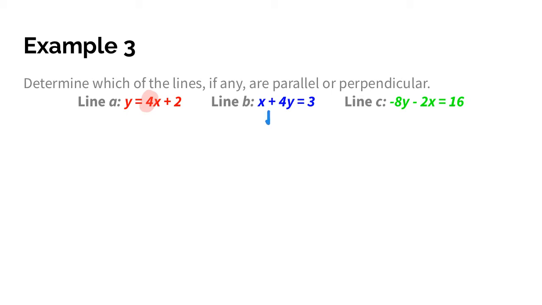So if I want to identify the slope, what I'm going to do here is rewrite this in the slope-intercept form. So slope-intercept form, again, is y equals mx plus b. Key thing here, in slope-intercept form, you have y equals. So I'm going to try and take this equation and solve it for y. So x plus 4y equals 3. I'll start off first by subtracting x.